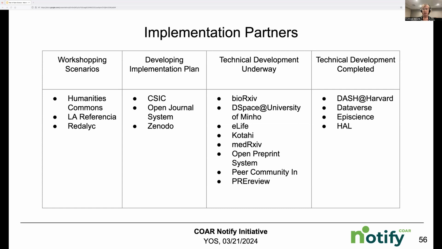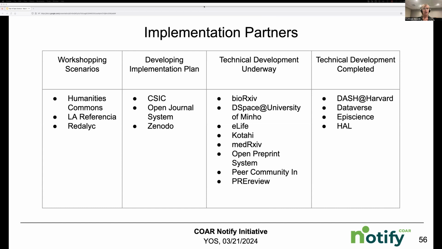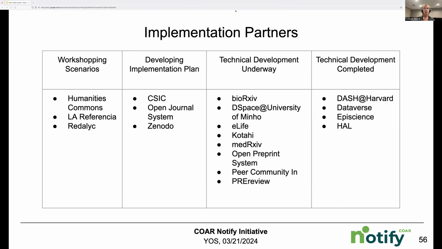I answered one question already in the chat from Ross asking if the NSF repository had implemented Core Notify. I don't believe so, but I do think that we will have quite a few more working implementations in 2024, and that might increase the momentum and awareness in the broader community about the value of this kind of functionality. And then there are a couple of questions, I think, more for you, Peter, in the Q&A. I don't know if you want to just answer them verbally.